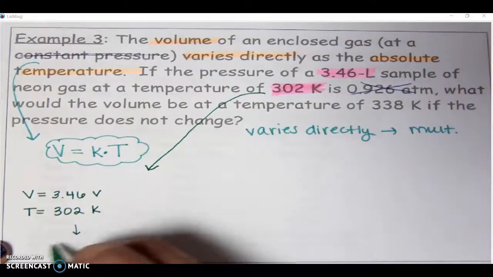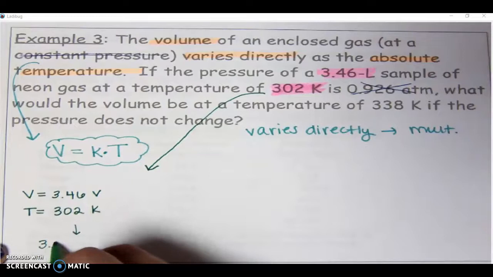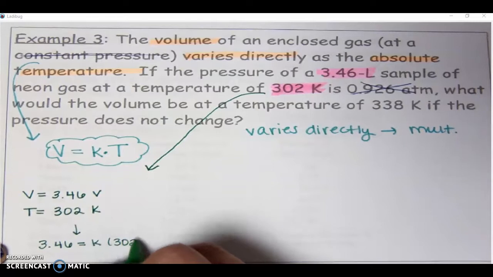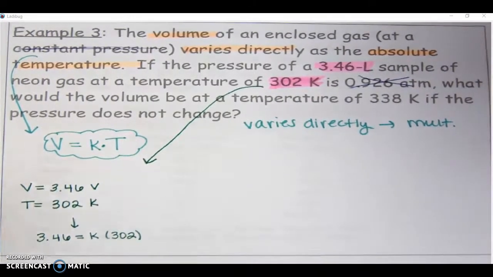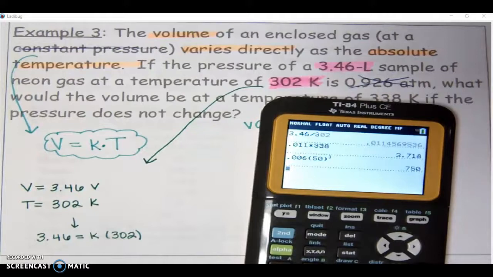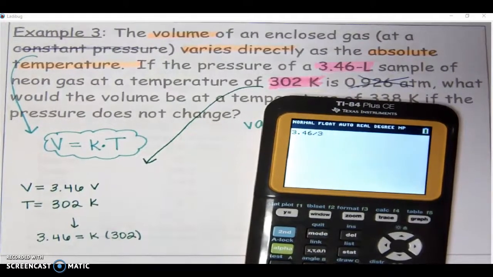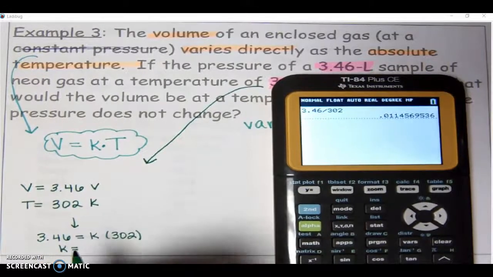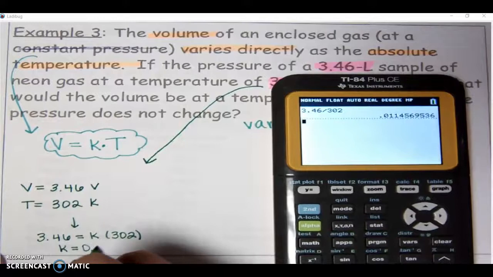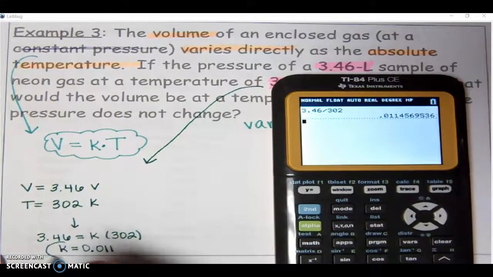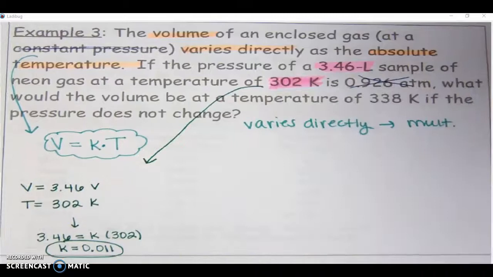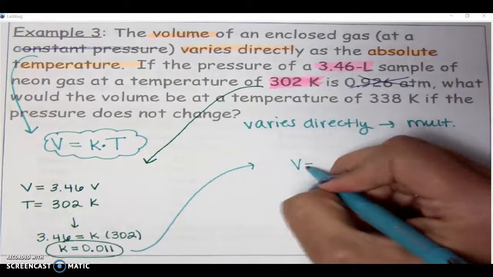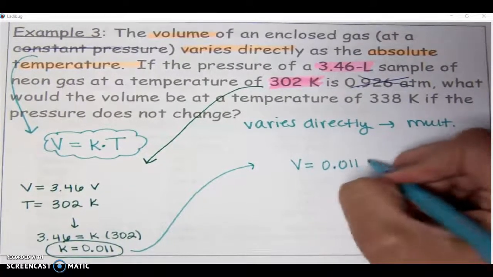So using that formula, we know V equals KT. So V is 3.46 equals, we don't know what K is, and T is 302. So we're going to divide 3.46 by 302. And we're going to be keeping 3 decimal places. For almost everything you're going to do for pre-cal, we're going to keep 3 decimal places because that's what you're going to use in calculus. So K is 0.011. So now I know my equation is not just V equals KT, it's actually V equals 0.011 T.